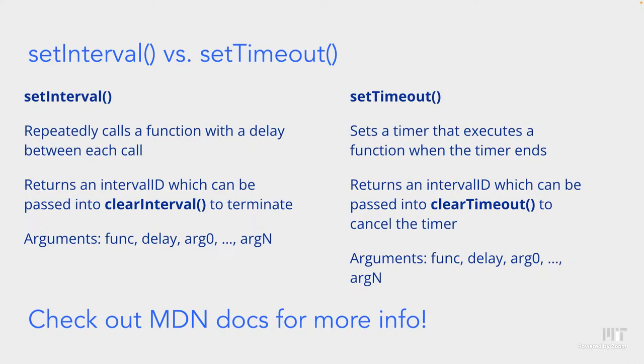And similarly for set timeout, you also have an interval ID and similar arguments, but the main difference is that instead of calling things repeatedly, you are now setting a timer that executes a function once when the timer ends. And so, yeah, this returns the interval ID, which you can use to put into clear timeout in order to cancel the timer. And it has similar arguments for that.